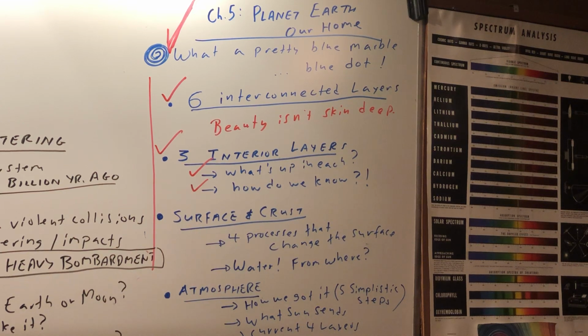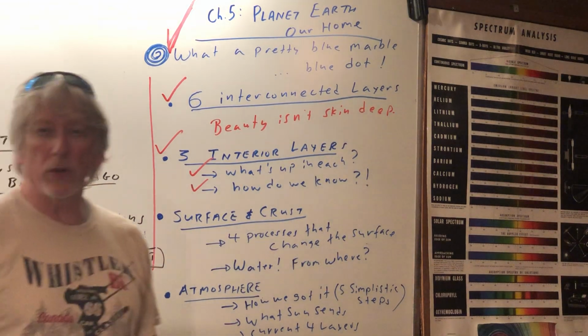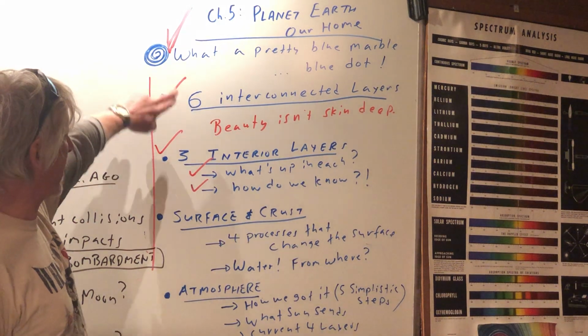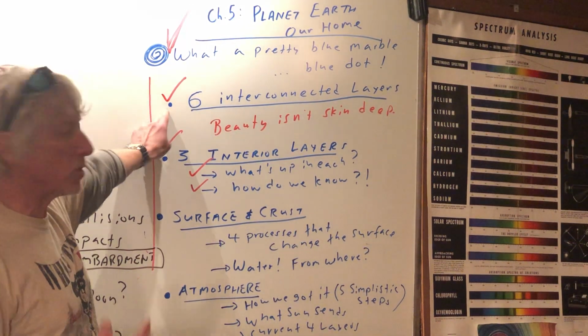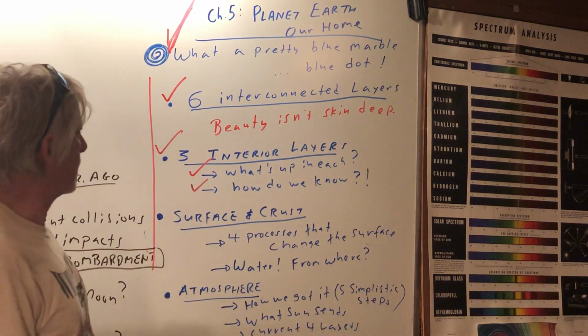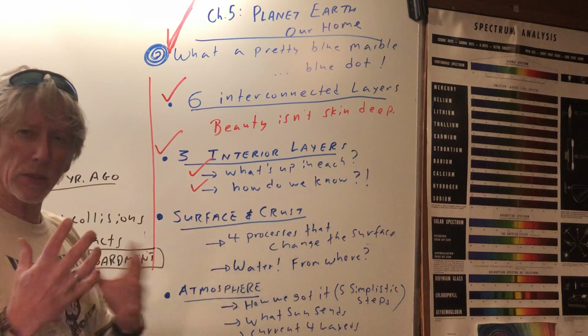Okay, we're continuing to study Chapter 5, our home planet, planet Earth. It's a beautiful blue dot, six interconnected layers. You're learning how they're connected, the essentials, right? What's going on in each layer and how does it affect the other layers?